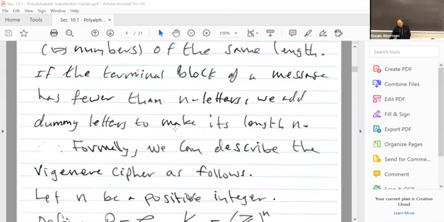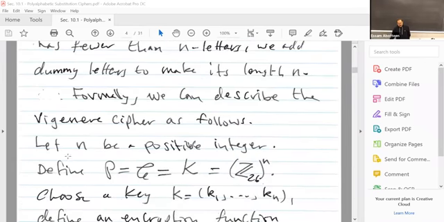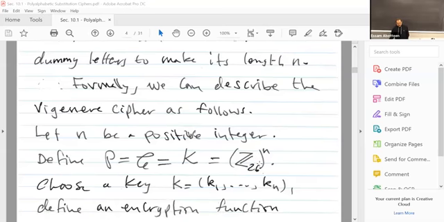To formally describe the Vigenère cipher, it's going to be like this. First, we take n to be a positive integer. That's the length of the block, or actually the length of the key. And we take the plaintext and the ciphertext, as well as the key space, to be Z26 to the n, which means the sequences, or the Cartesian product of Z26 by itself n times.